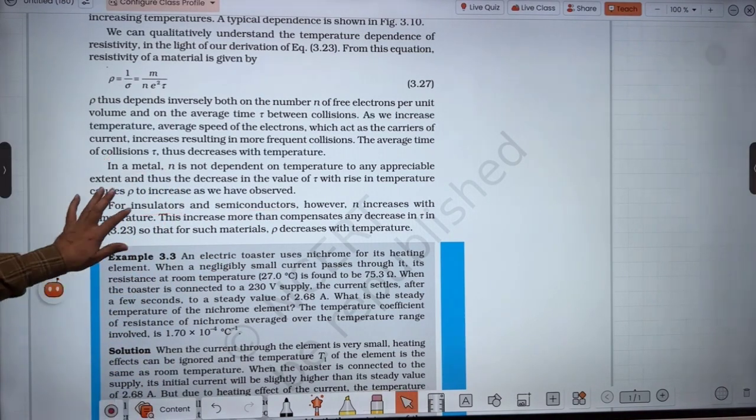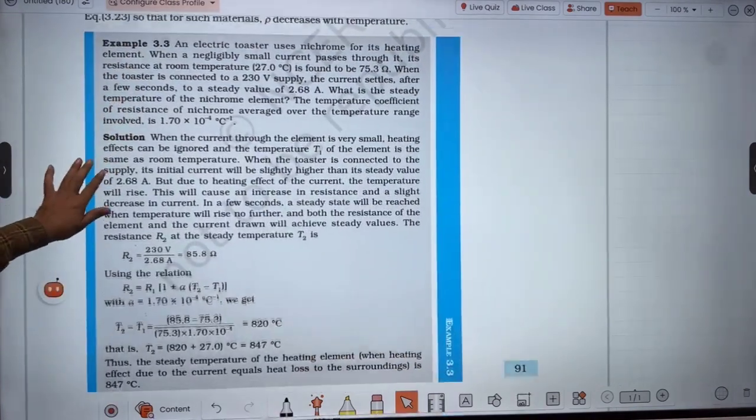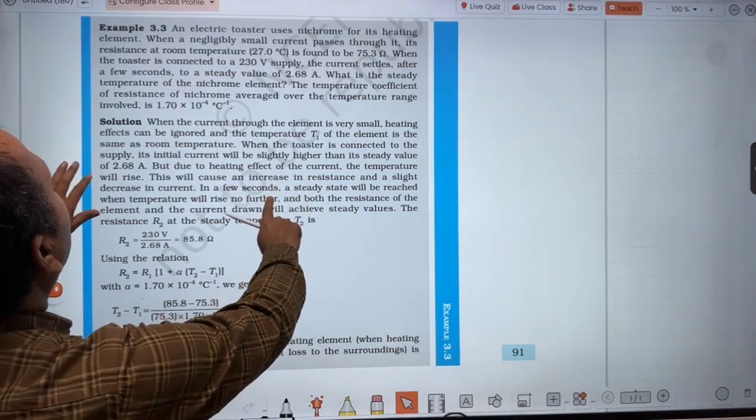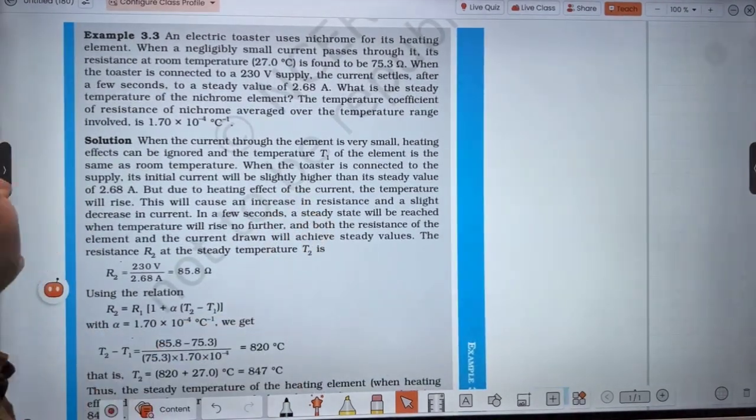Here we are going to do one question, and what does the question say? An electric toaster uses nichrome for its heating element. When a negligibly small current passes through it, its resistance at room temperature is this much, and when the toaster is connected to a 230 volt supply, the current settles after a few seconds to a steady value of this much. What is the steady temperature of the nichrome element? The temperature coefficient of resistance of nichrome is given.